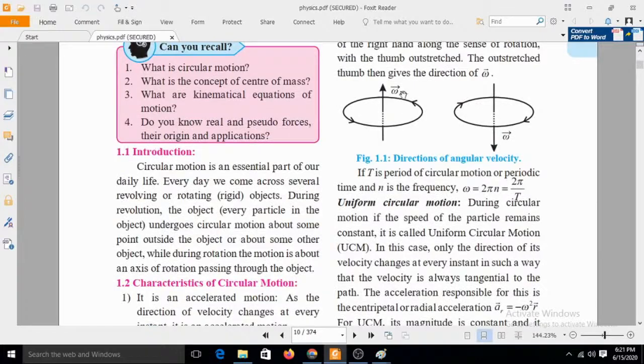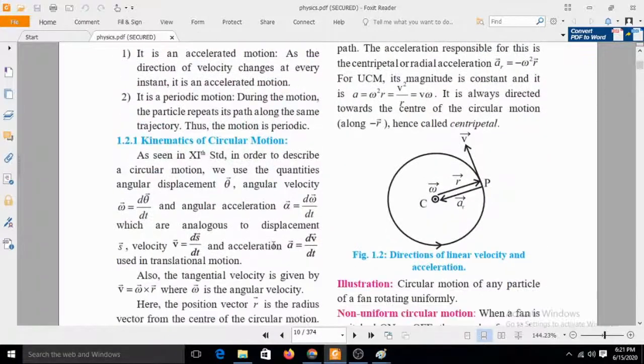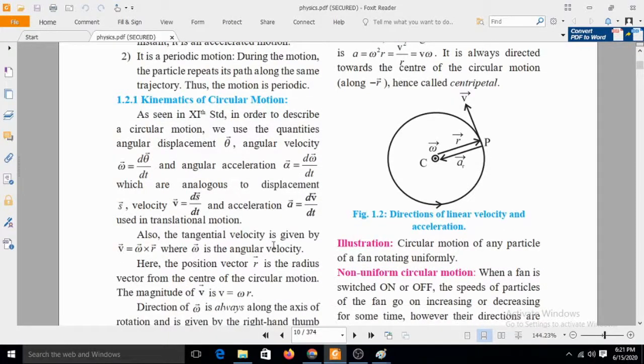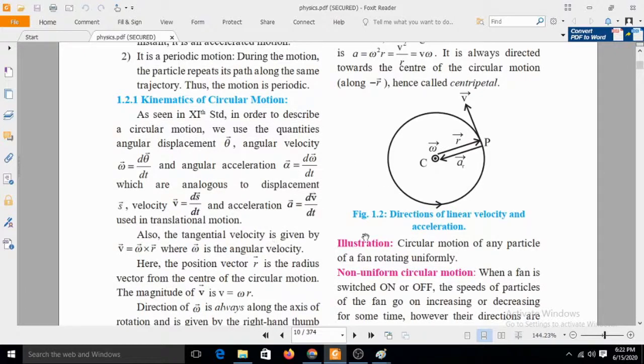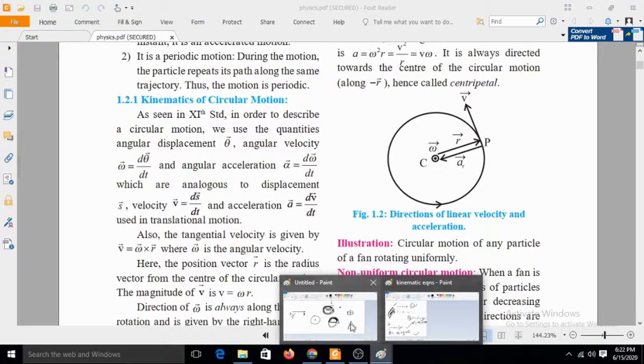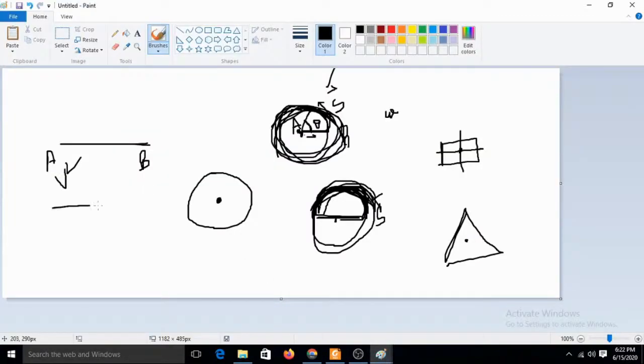We will refer to it like this. In 11th and all previous years, we have learned that velocity is v, with initial velocity u and final velocity v. And the definition of what velocity is: suppose this is displacement, and this is v's definition.